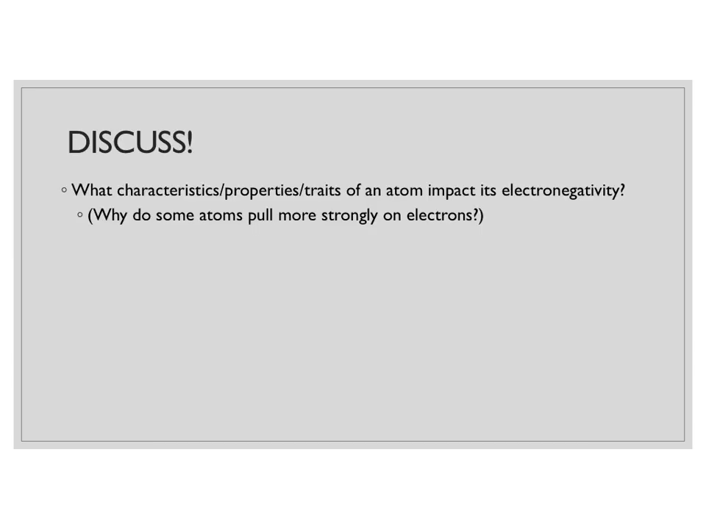So now discuss the electronegativity. What characteristics, properties, traits of an atom are going to impact that ability to draw electrons closer to itself? So why do some atoms pull more strongly on electrons than others? Pause the video, take a moment, write down some of the things you know. Hopefully you were able to pause the video.